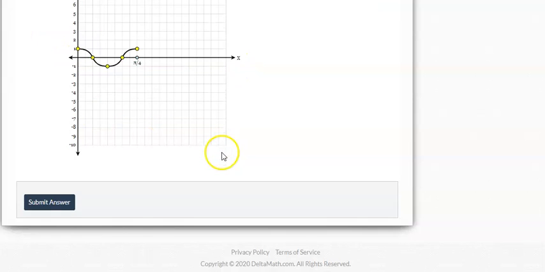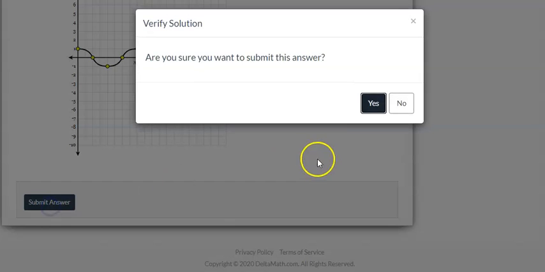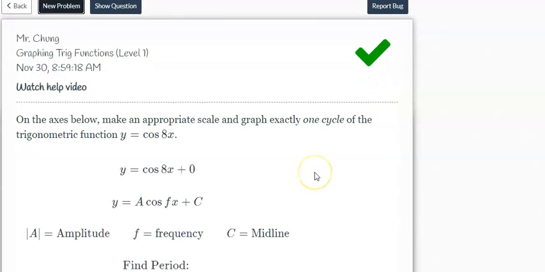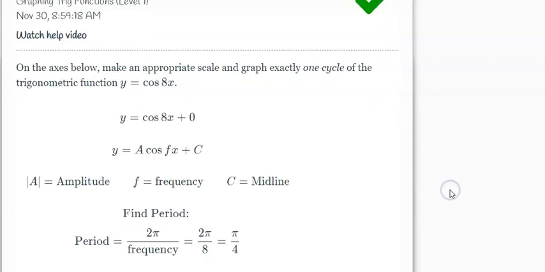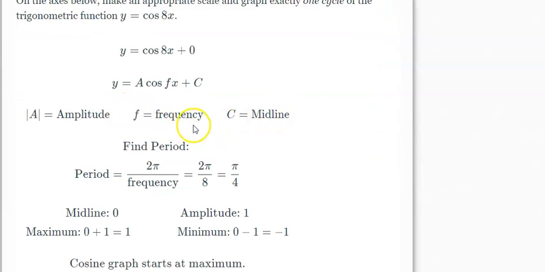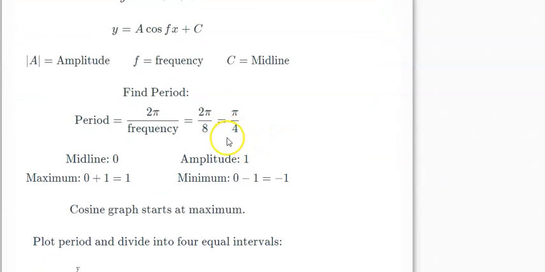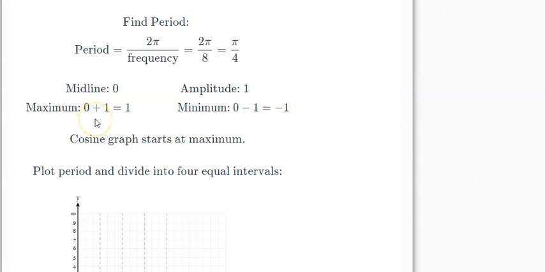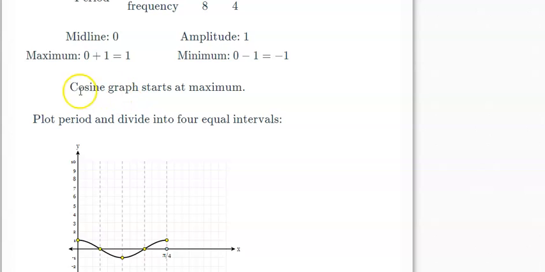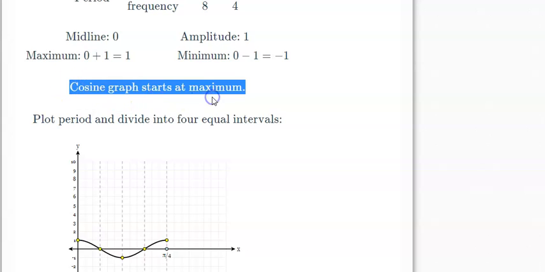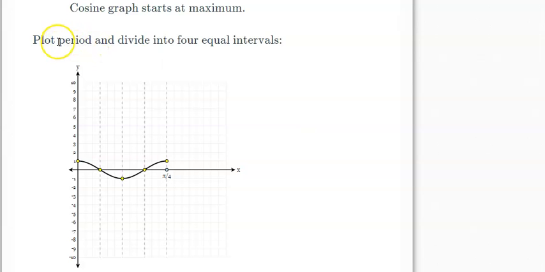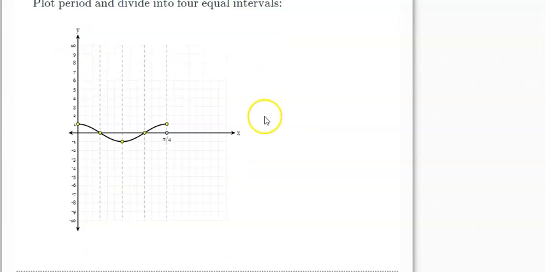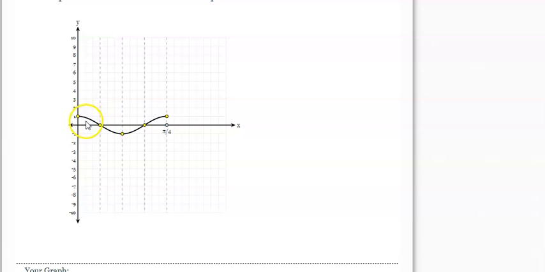Then I go ahead and submit my answer, and I check to see, is this correct? And it is. So as you can clearly see, they do the same thing: amplitude, frequency, midline, find the period. They've gone ahead and just found the max and min, but again, you should be able to find that. And then the most important part is knowing that this is the cosine graph, which starts at the maximum. Okay. And when you plot the period, divide it into 4 equal intervals. That's the most important part.